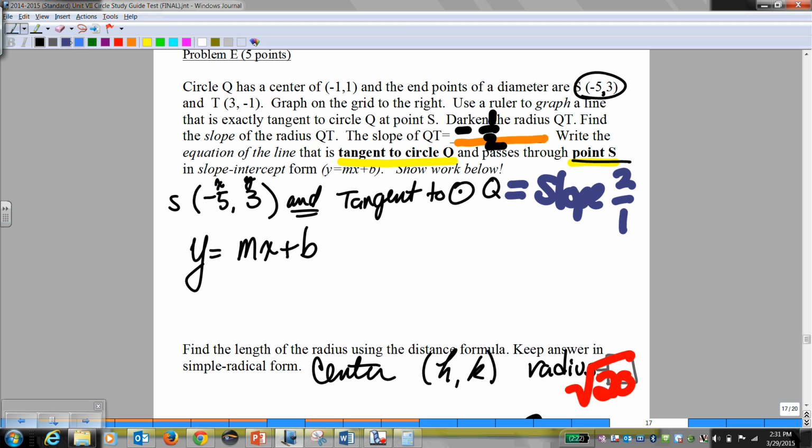Let's look at what we have. We have slope. We have the circle's x, we actually have x right there. The circle's y, we actually have y right there. Your job is to solve for b and then write that equation, y = mx + b, for that line.